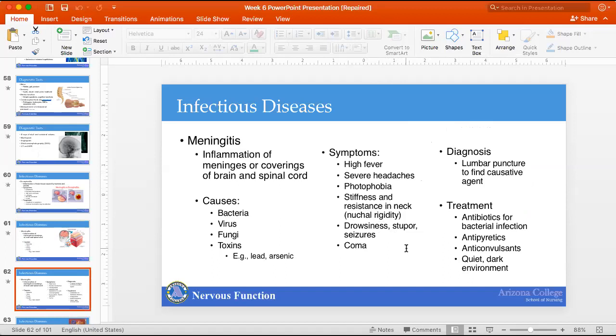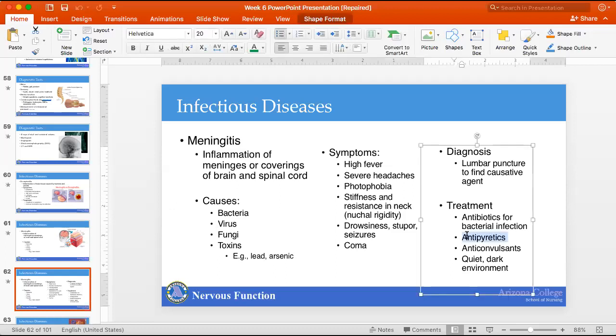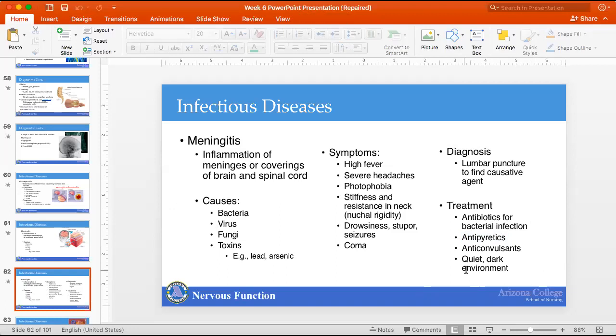Diagnosis, you do a lumbar puncture to find the causative agent. That would tell you which one of these causes it was. Treatment, antibiotics for bacterial infection, antipyretics to lower the fever, anticonvulsants, quiet and dark environment.